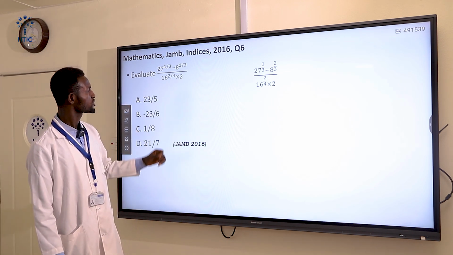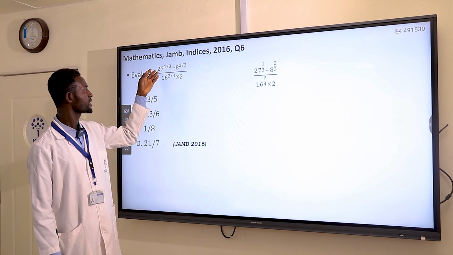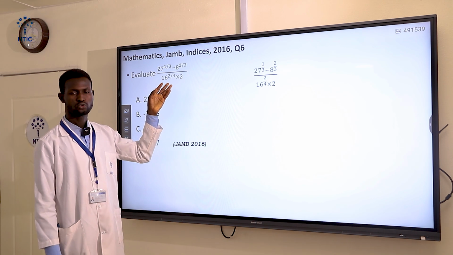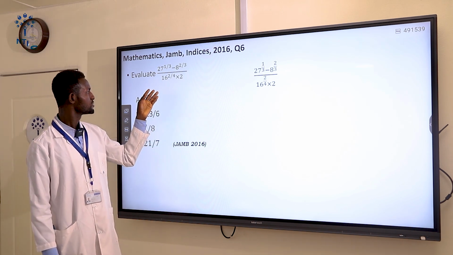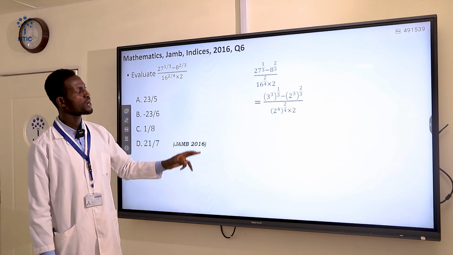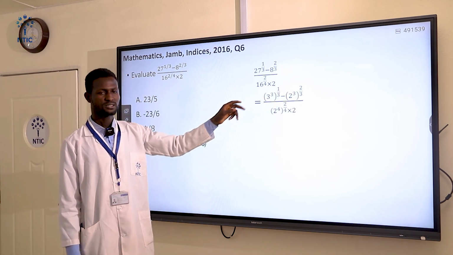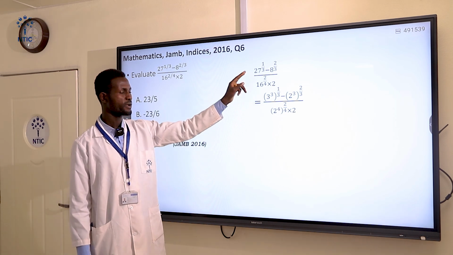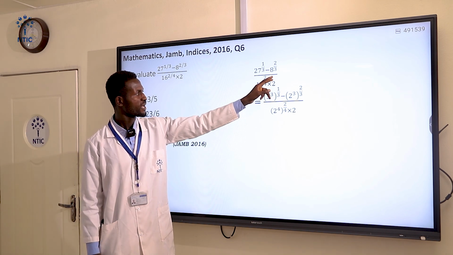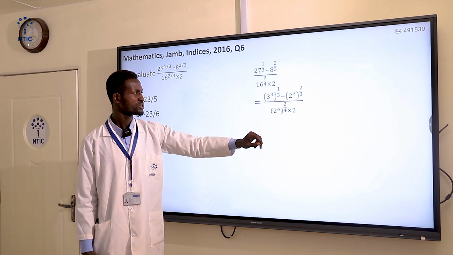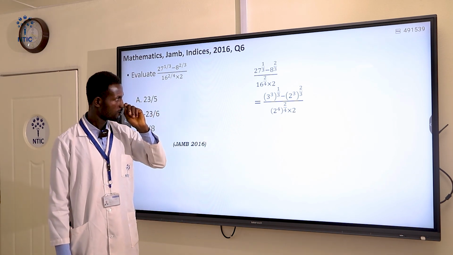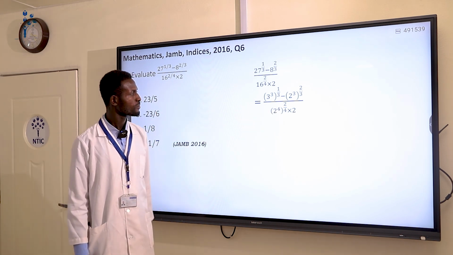If you look at this question, one way we solve this is to express 27 to base 3, 8 to base 2, and 16 to base 2. If we do that, we are going to get this. That is, 27 is now expressed as 3 raised to power 3, 8 is expressed as 2 raised to power 3, 16 is expressed as 2 raised to power 4, then we have this.